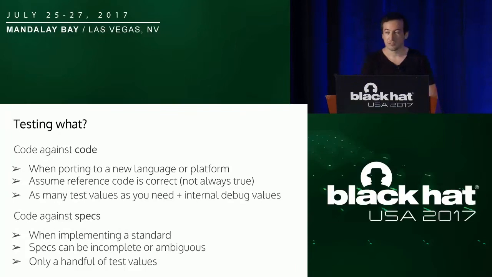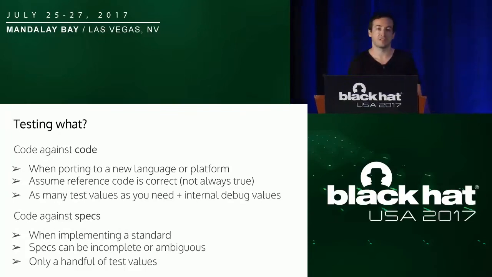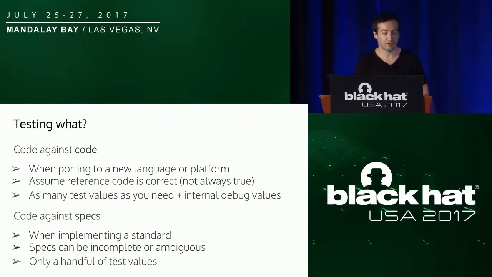Okay. So what do you test against what? There are two basic cases. The first one, you test code against code. Let's say you have a baseline reference implementation of your cipher, and you want to create a new one, maybe in a new language or with a different optimization target. This is the ideal case because you can have as many debug values as you want, as many test vectors as you want. And it's pretty easy to find the bugs in your implementation and to fix them.